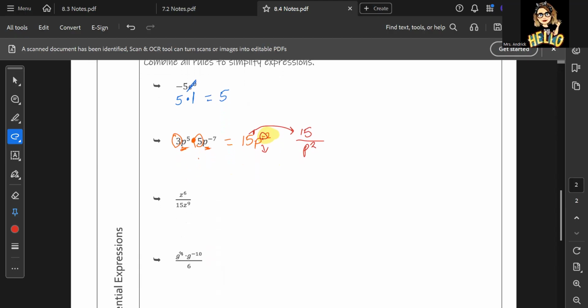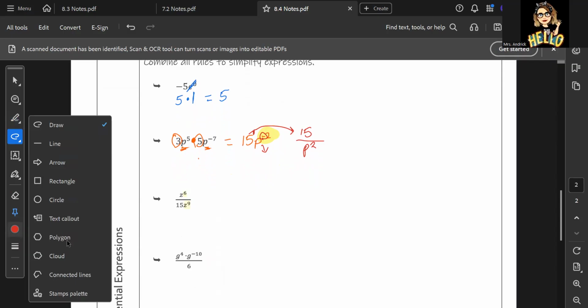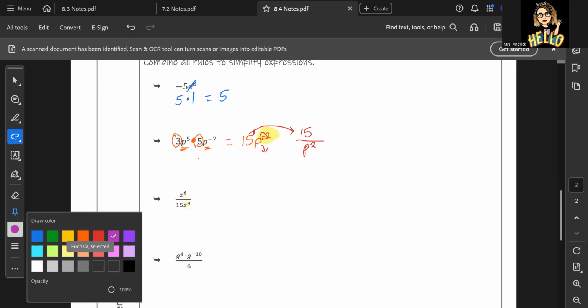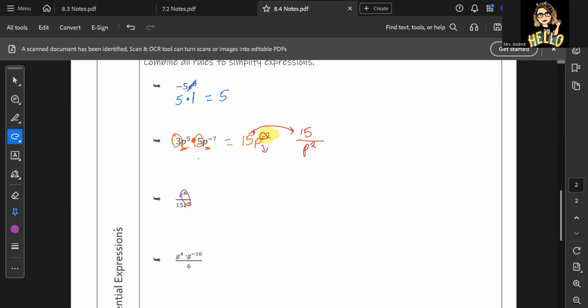In this next one, I see things with the same base. So when I divide, I really subtract. So 6 minus 9 is z to the negative 3 with 15 on the bottom. I can't have a negative exponent, so that has to go down to the basement. So I'm left with 1 up top and then 15 z^3. Because it was negative, it went down to the basement.